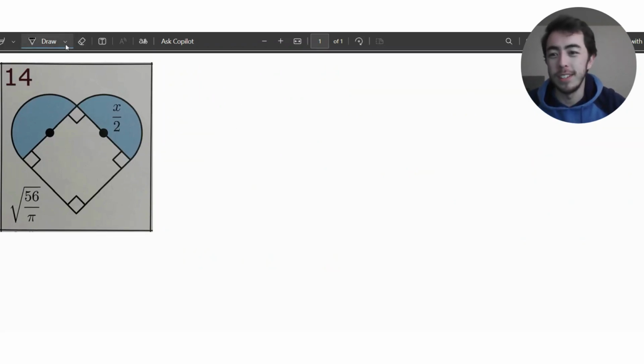Anyways, happy Valentine's Day. And today we have a heart. How cute. Thanks to the American Mathematical Society for making such a lovely problem today.